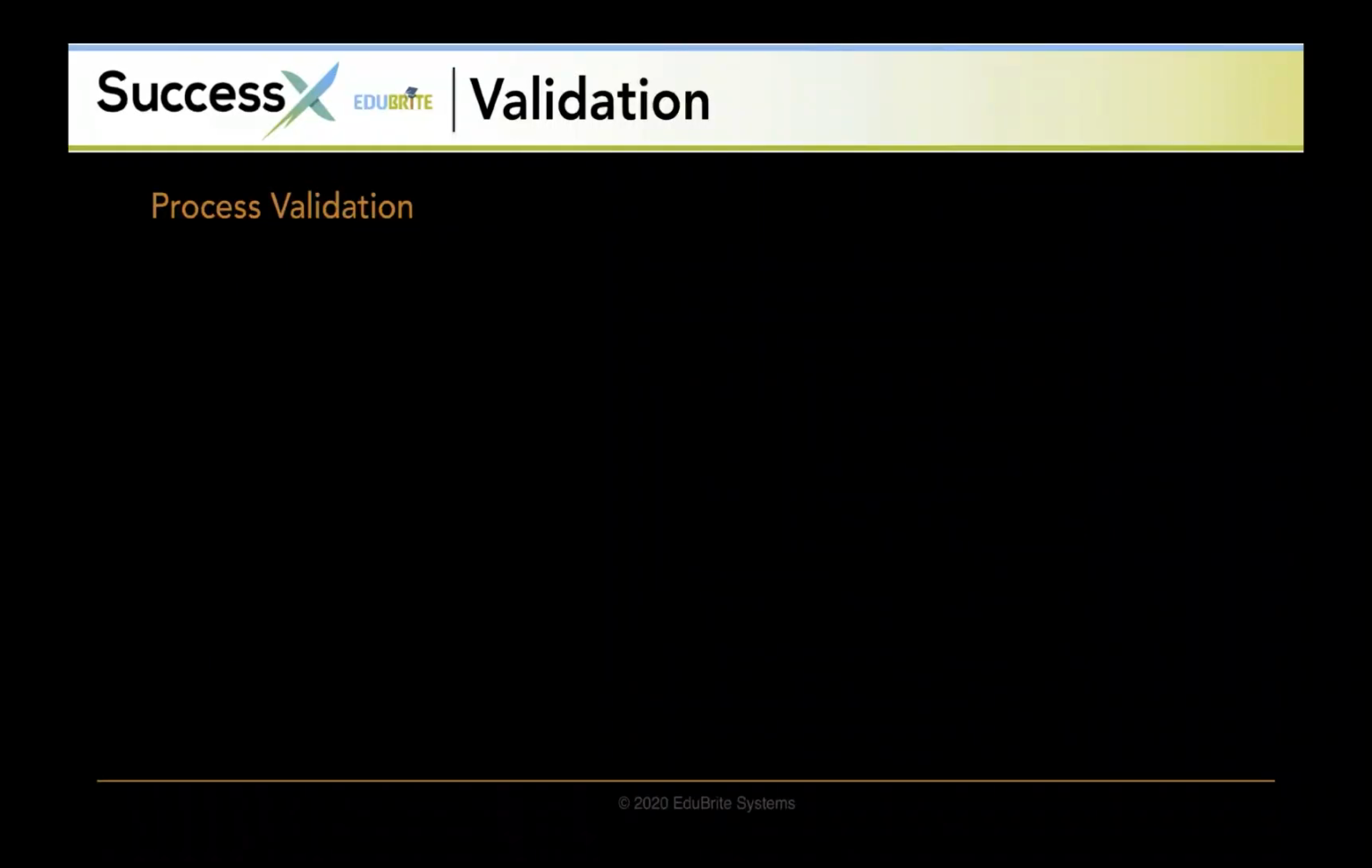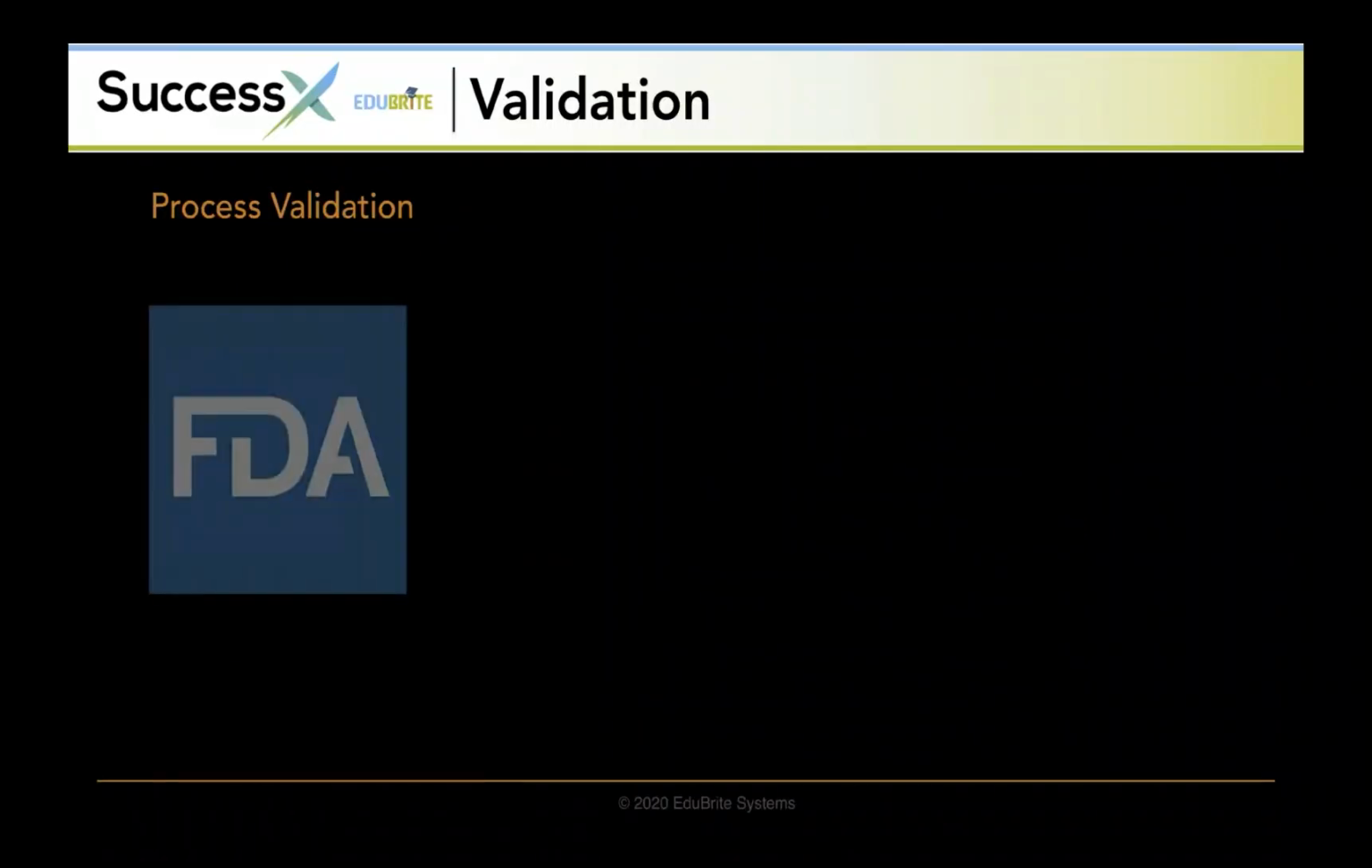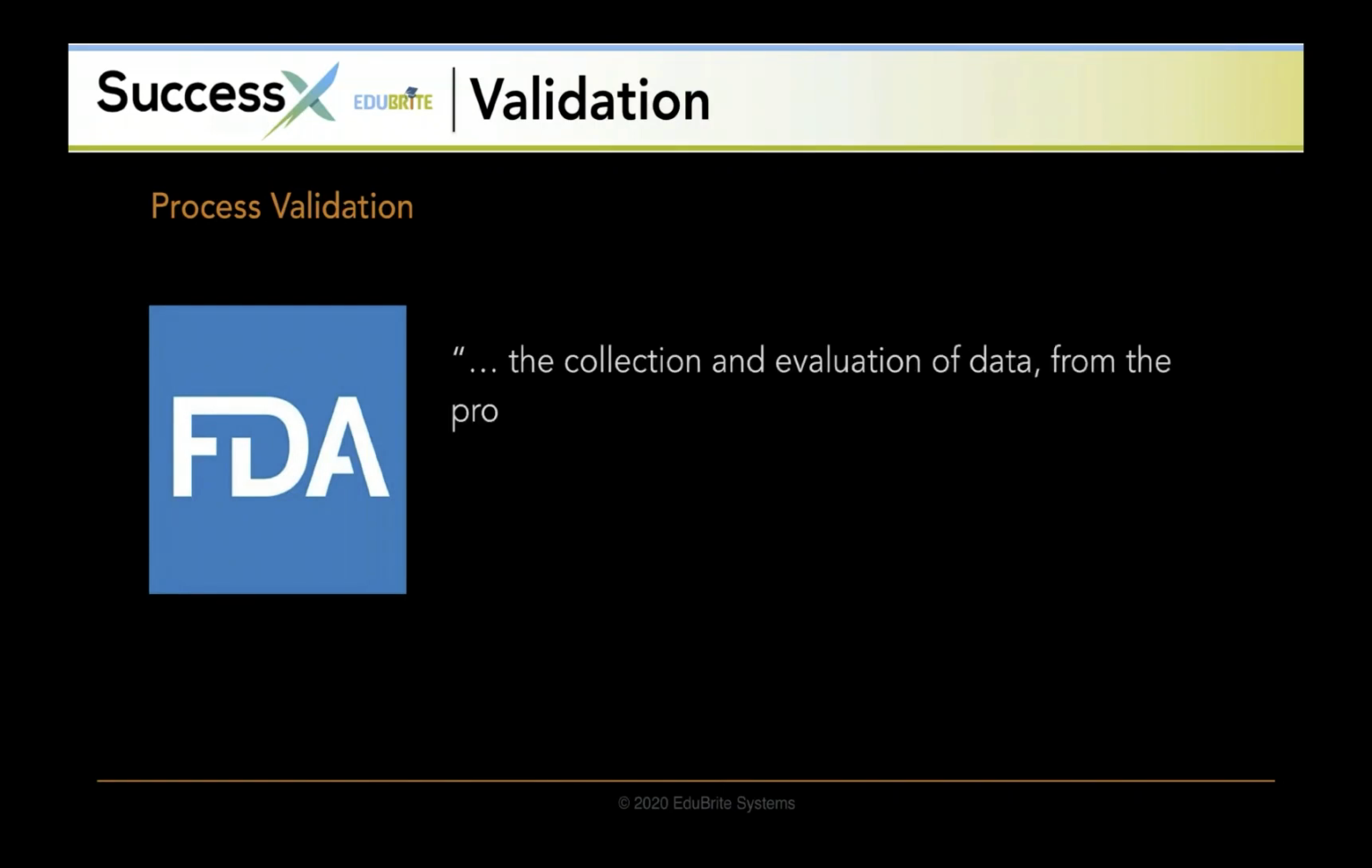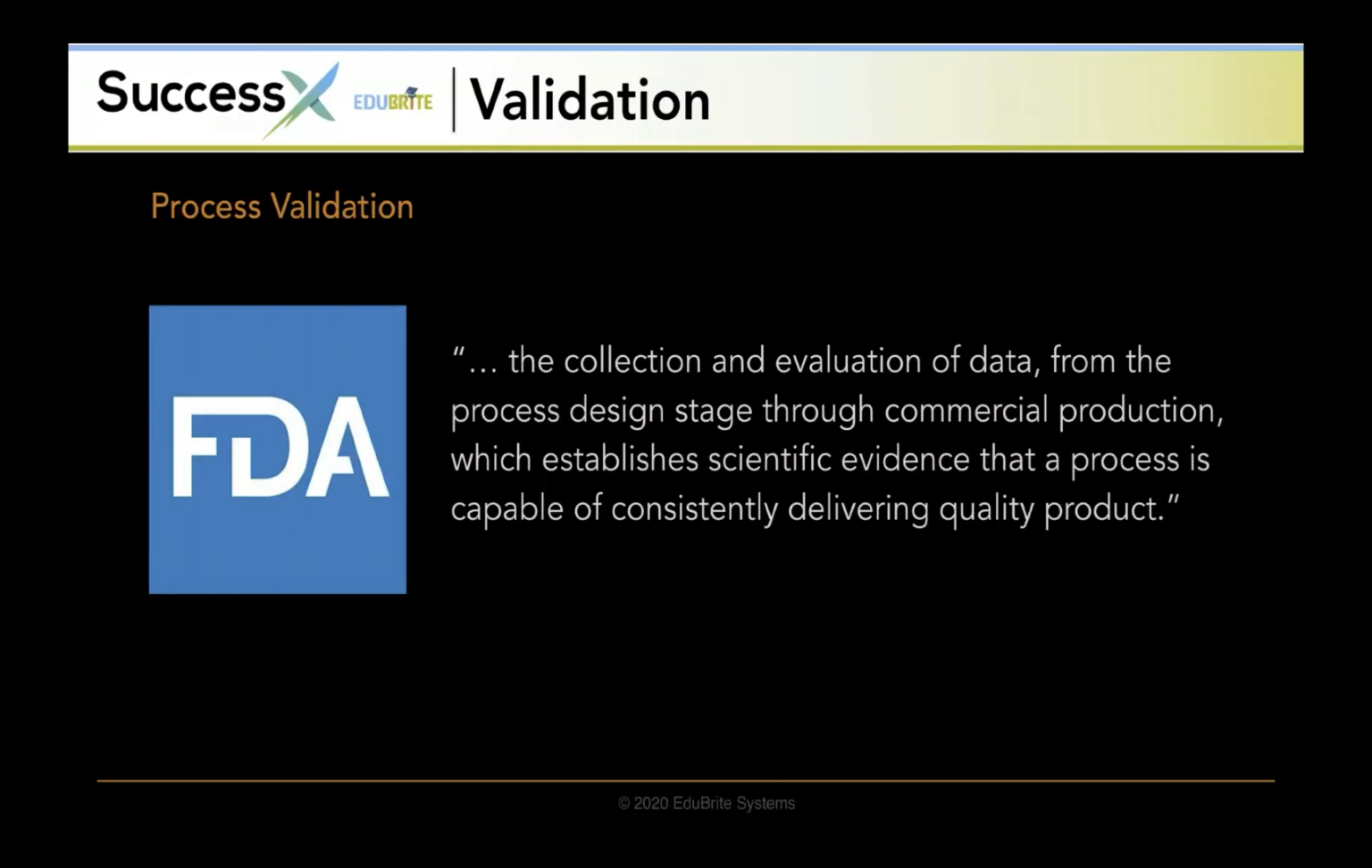And then there's process validation as well. The FDA defines process validation as established documented evidence, which provides a high degree of assurance that a specific process will consistently produce a product meeting its predetermined specifications and quality attributes. Process validation indicates that a process has been subject to intense scrutiny and that the outcome of the process can be, for all intents and purposes, guaranteed.